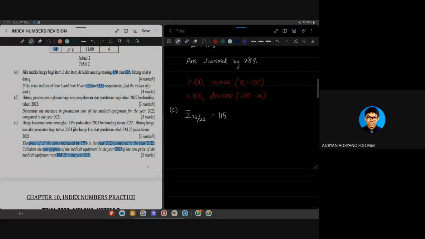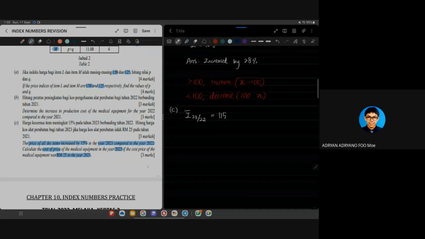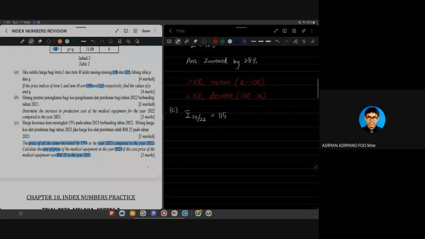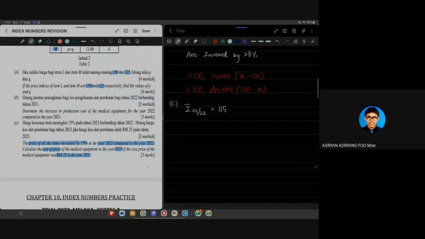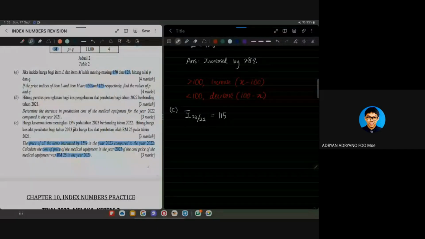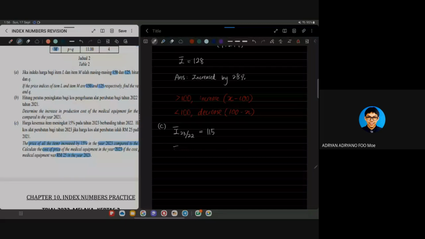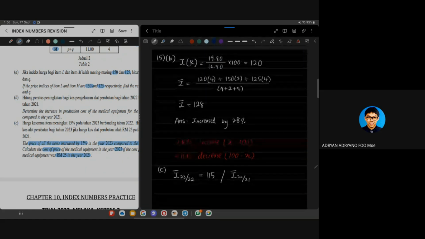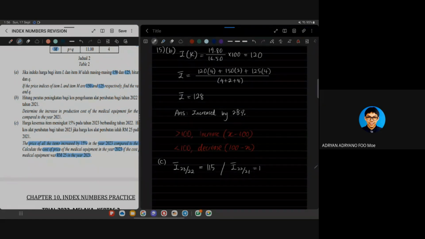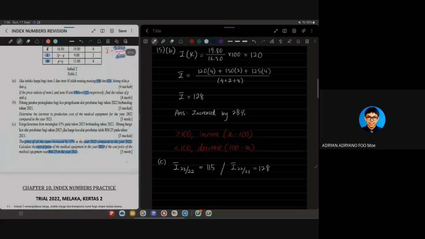You will use the chain rule or you can use the other method. Which do you like? My suggestion is to use the chain rule because that one is from the textbook, but you can use both ways. I will use both and show you here. Okay, we revise together. Just now, our composite of 22 per 21 is what? 128. Okay, 22 per 21.